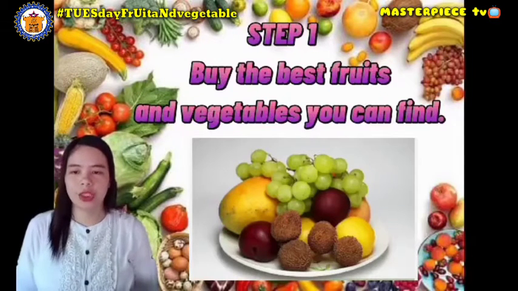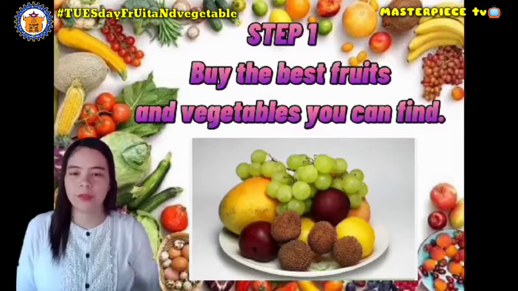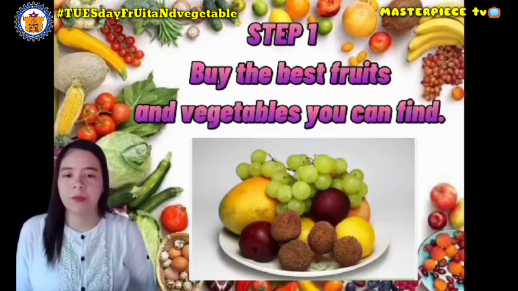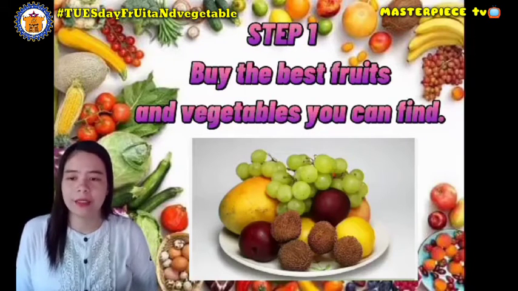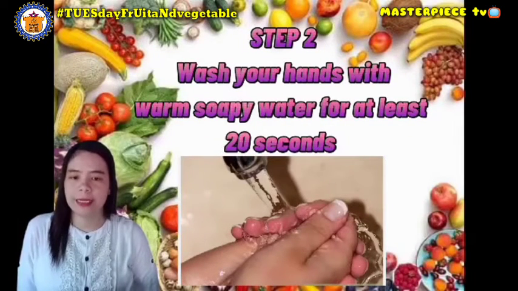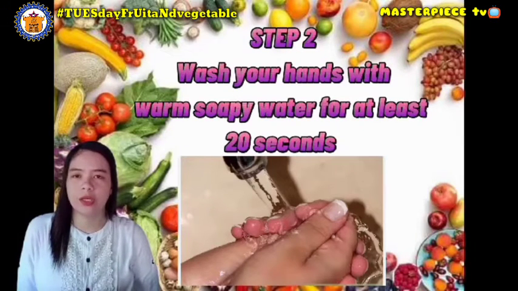So first, check out farmers markets and local produce stands in your grocery store. Most grocery and food stores carry organic fruits and vegetables, which may be more expensive but provide the guarantee that they were grown without chemicals or hormones. So the second one, wash your hands with warm soapy water for at least 20 seconds before you handle food. Dry them with a paper towel or clean cloth.